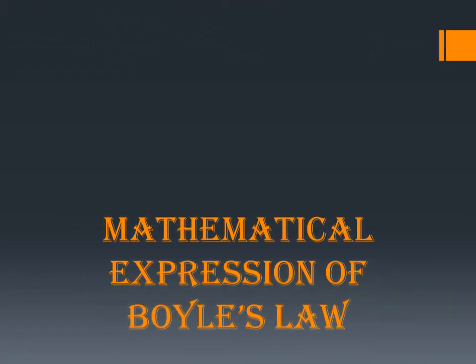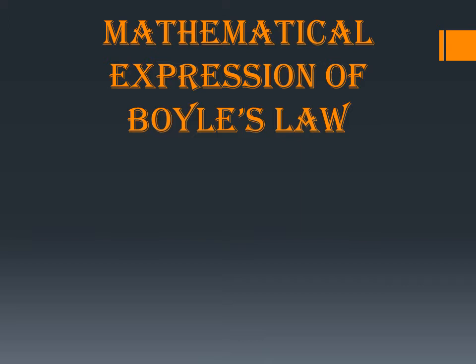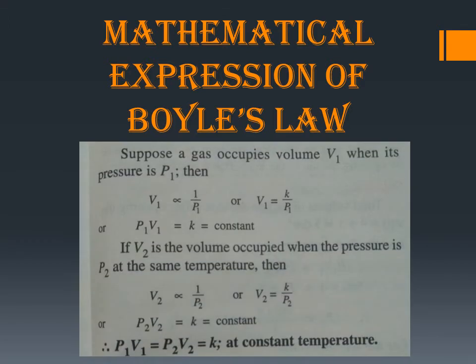Let us study the mathematical expression of Boyle's law. Suppose a gas occupies volume V1 when its pressure is P1. Then, according to Boyle's law, V1 is proportional to 1 by P1, or V1 is equal to a constant K by P1. It can be written as P1 V1 is equal to K, a constant.